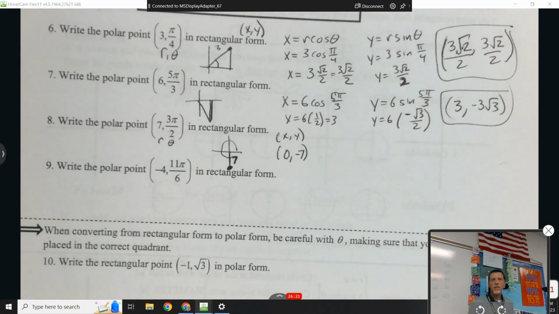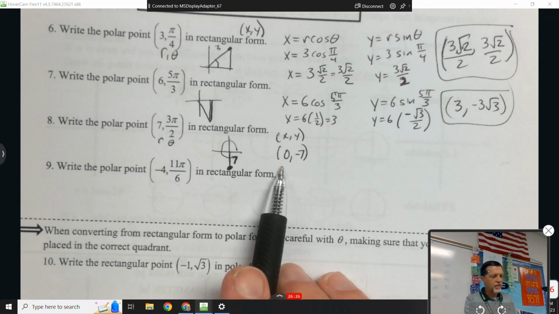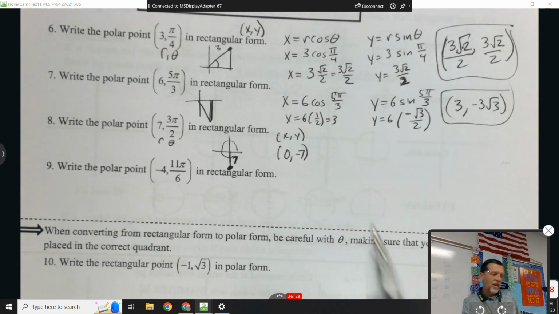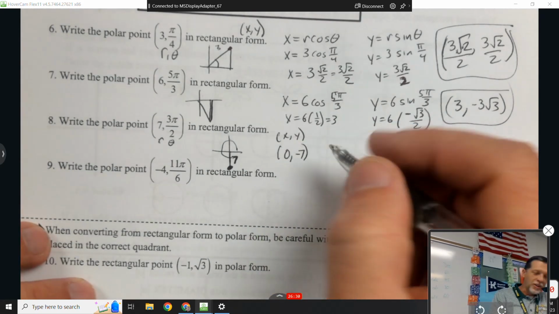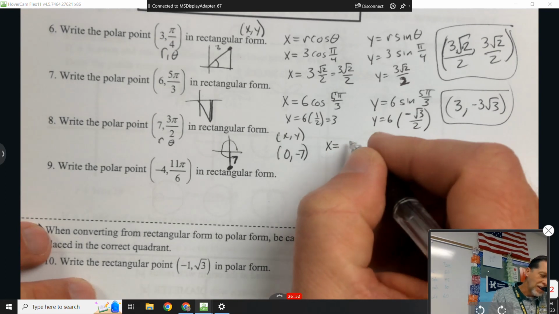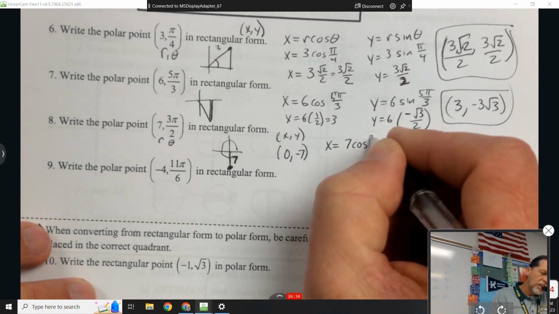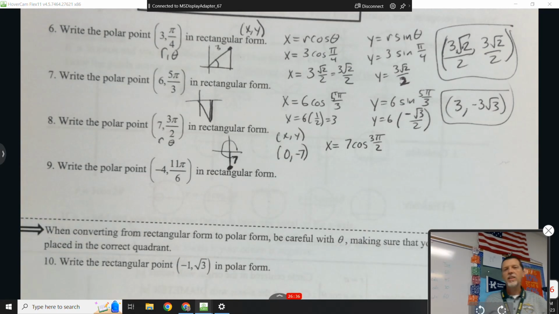So if it lands on a quadrant axis, sometimes you can figure it out without doing the cosines and sines. Most of the time you're not going to recognize that. You're going to be in the zone of just writing the equation. 7 cosine 3 pi over 2. But what's the cosine of 3 pi over 2?